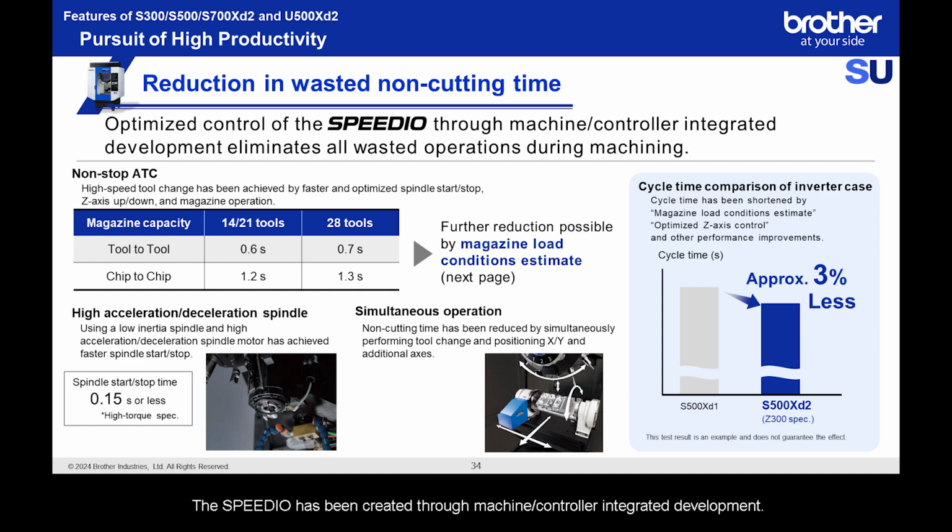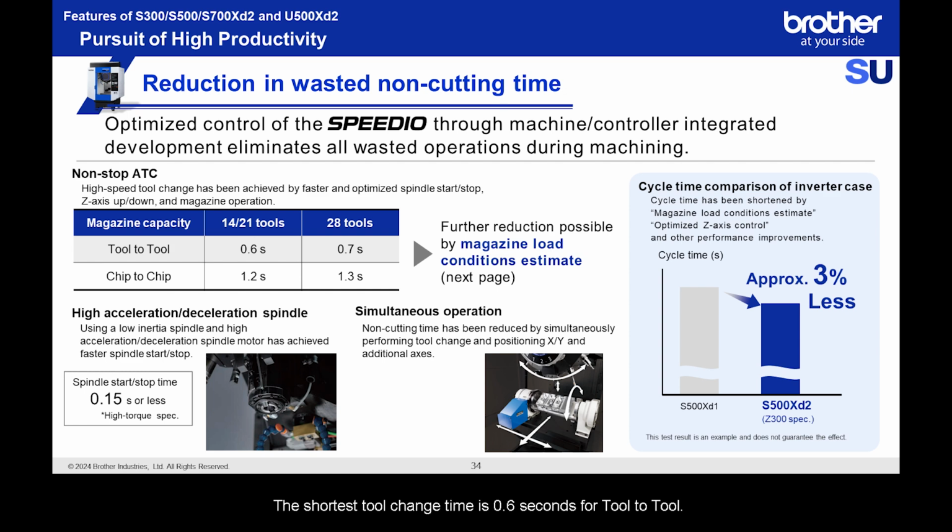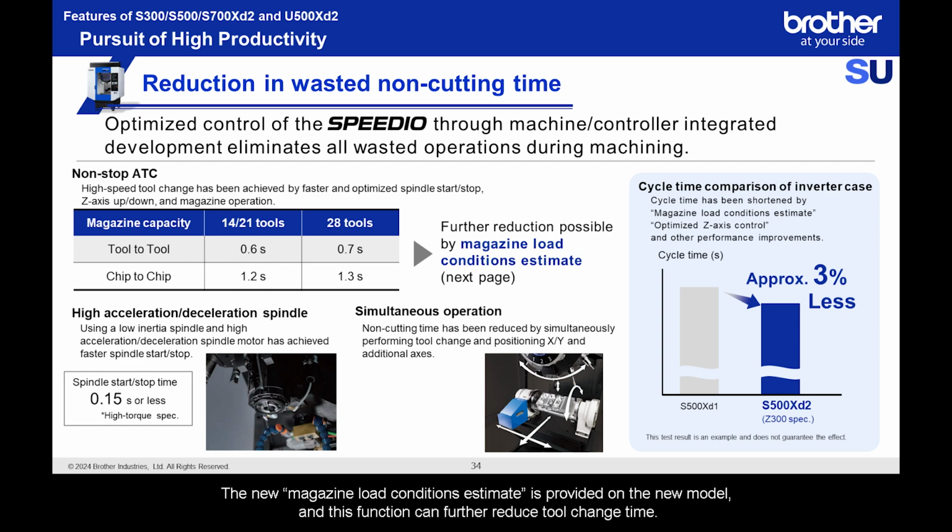The Speedio has been created through machine-controller integrated development. Optimized control of the Speedio achieves non-stop ATC and simultaneous operation, thoroughly eliminating wasted non-cutting time. The shortest tool change time is 0.6 seconds for tool to tool. The new magazine load conditions estimate is provided on the new model, and this function can further reduce tool change time.